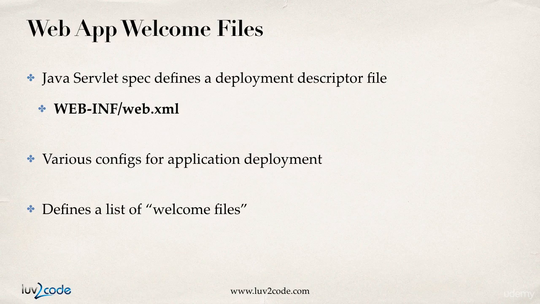So what you can do is make use of a feature with Java servlets or web apps where there's a deployment descriptor file called web.xml, and it has various configs for application deployment. One of the options available is welcome files. This will basically tell the server, hey, if no one accesses a servlet or file directly, then go look for these welcome files and serve those up instead.